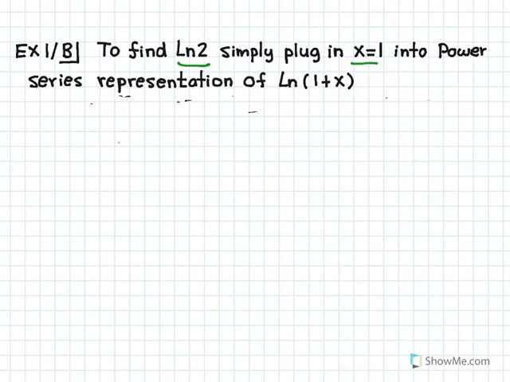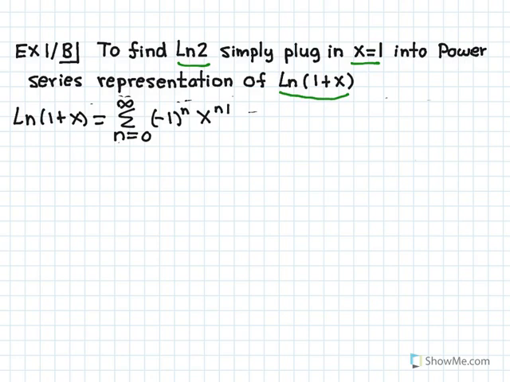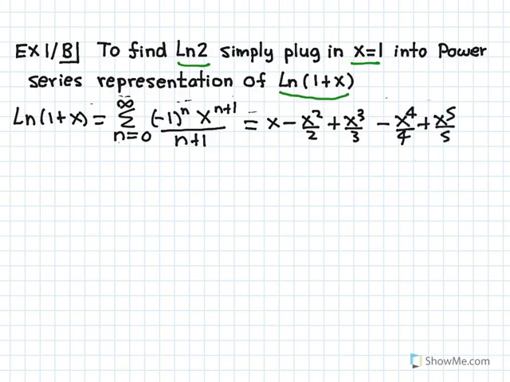So we simply plug x equals 1 into the power series representation of log of 1 plus x. In part A, we found log of 1 plus x is equal to the summation n equals 0 to infinity, negative 1 to the power of n, x to the power of n plus 1 divided by n plus 1. In expanded form, we get x minus x squared divided by 2 plus x cubed divided by 3 minus x to the power of 4 divided by 4 plus x to the power of 5 divided by 5, minus plus, and so on. Let's plug in x equals 1.